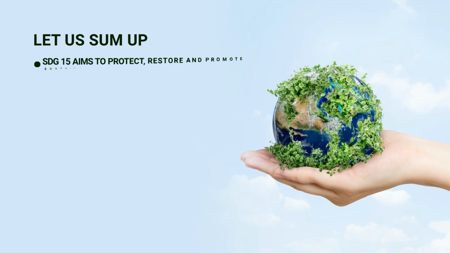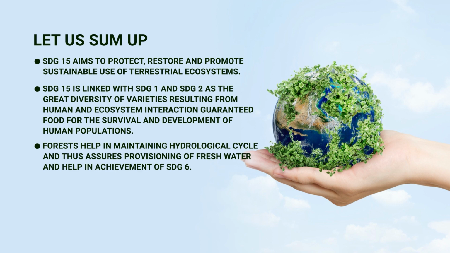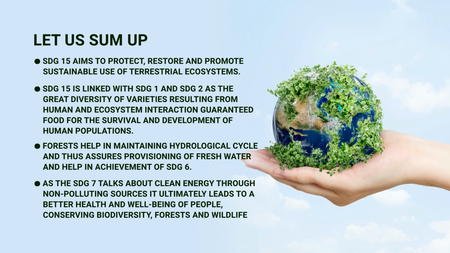So in the end, let us summarize what we had learned in today's session. SDG 15 aims to protect, restore and promote sustainable use of terrestrial ecosystems. SDG 15 is linked with SDG 1 and SDG 2 as the great diversity and varieties resulting from human and ecosystem interactions guarantee food for the survival and development of human populations. Forests help in maintaining the hydrological cycle and thus assure provisioning of fresh water and help in achievement of SDG 6. As the SDG 7 talks about the clean energy through non-polluting sources, it ultimately leads to a better health and well-being of people, conserving biodiversity, forest and wildlife.